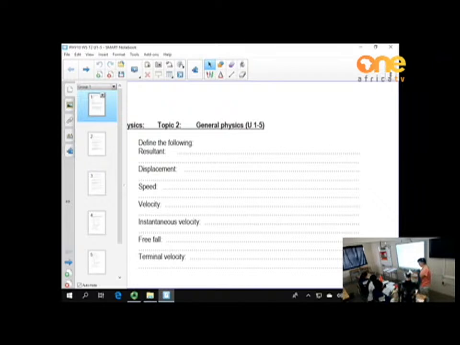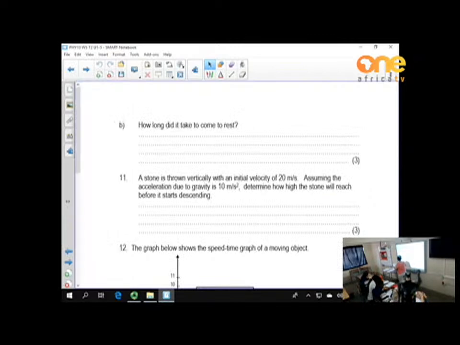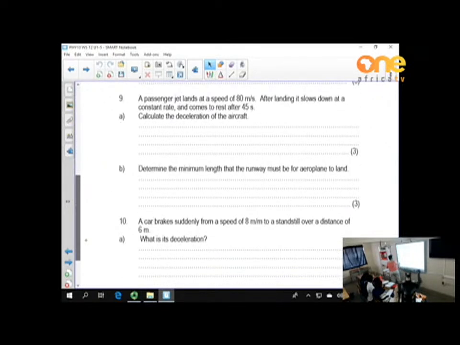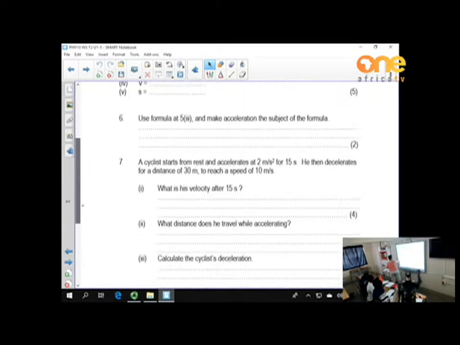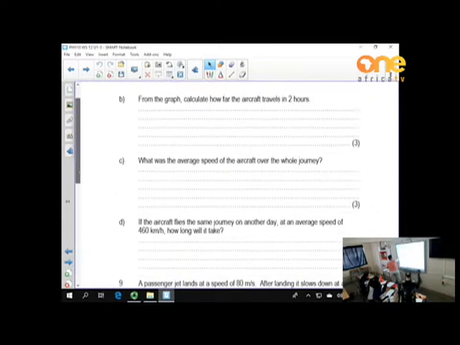Question 8D. Okay, if the aircraft flies the same journey on another day at an average speed, where are we now? Let me just get this 8D. So it's over here somewhere. 8A, okay, B, C, D.